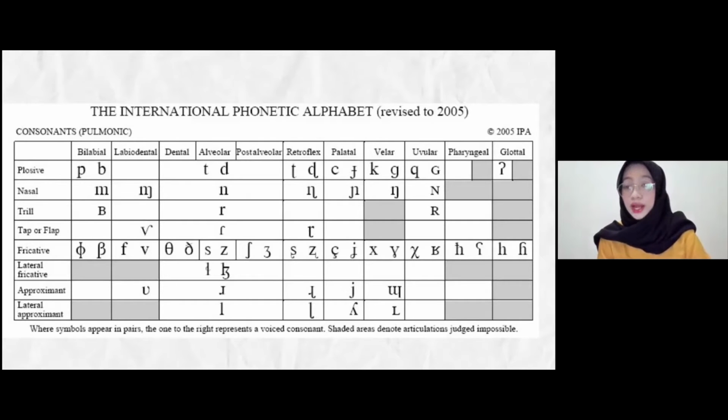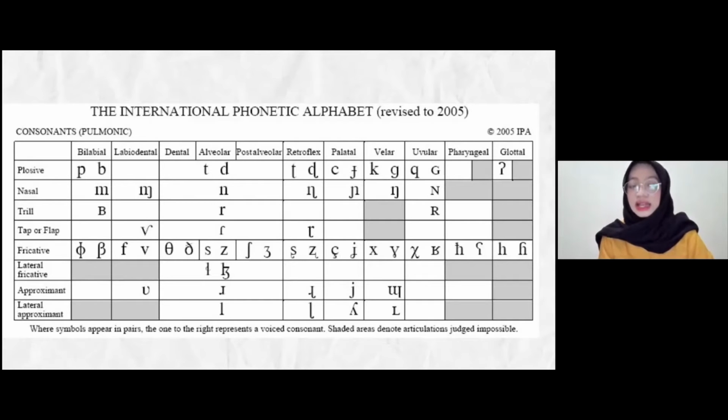Now we come to the palatal consonants. Ca, aca, ja, aja, nya, anya, sha, asha, ya, aya. Okay, we continue with the velar consonants. Ka, aka, ga, aga, nga, anga, ha, aha, wa, awa, la, ala.